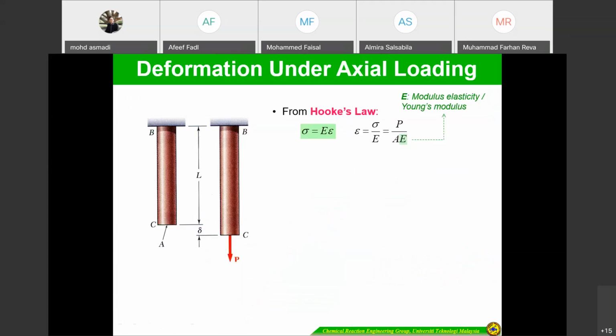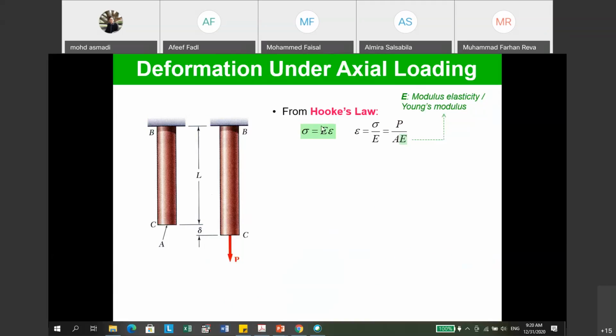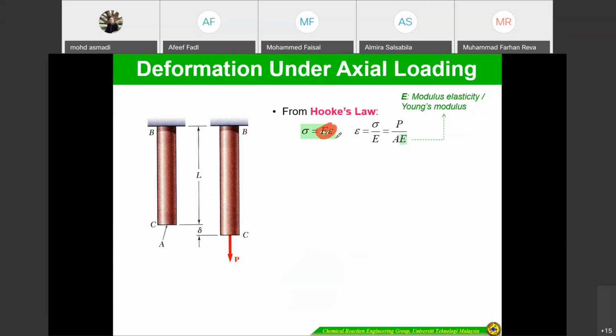So let's see the deformation under axial loadings. How can we determine the deflection or deformation of the materials when we apply a force? If we consider Hooke's law, sigma equals E epsilon, where E is the Young's modulus or modulus of elasticity. If we rearrange, we get the strain, epsilon, equal to sigma divided by E, where sigma is equal to P divided by A.